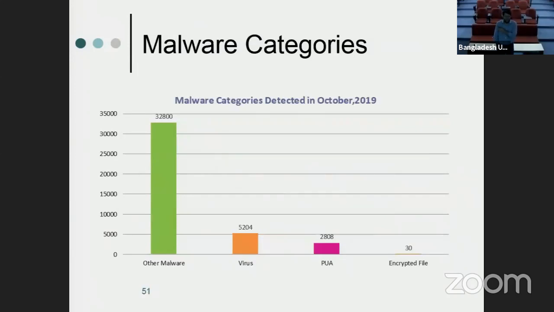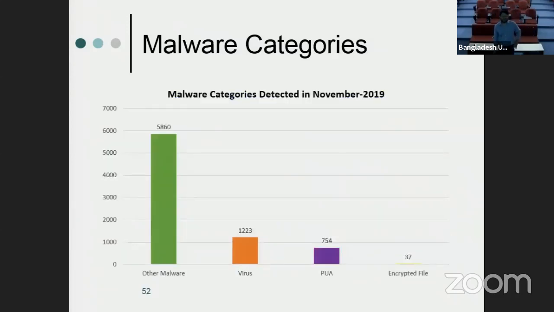In terms of malware categories, we have other types of malware that is almost 32,000. There is also virus that is over 5,000. There is password, and PUA attack, where you try to get user access, root user access to a system. So those kinds of attack, over 2000. There is also some encrypted file attack as well. So these are the categories for October.